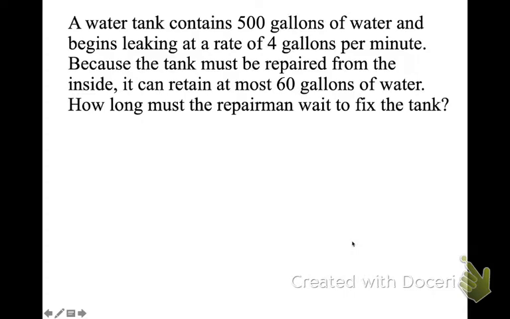Okay, a water tank contains 500 gallons. I believe this was actually part of the homework. Some of these problems. Let's see. Oh yeah, I may have even pulled out. It's a little bit different. Okay. No, it's not. Okay.